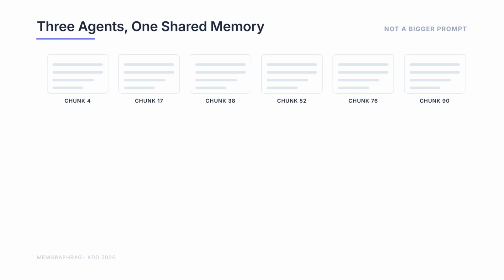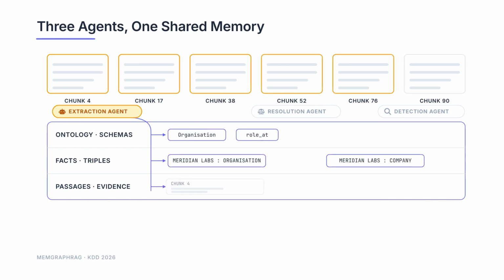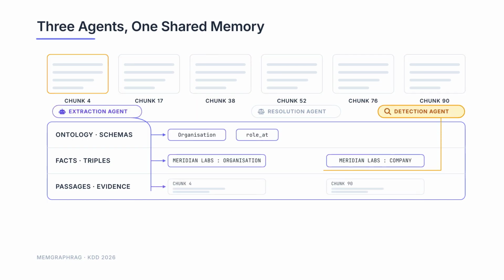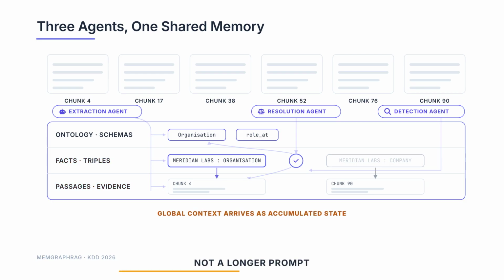The fix is not a bigger prompt. It is 3 agents sharing one memory. An extraction agent reads each chunk and writes into that memory. A detection agent scans for conflicts and only reports them. It corrects nothing. A resolution agent settles them using the ontology and the original passage as evidence. And the shared memory has 3 layers: schemas, facts, and the source passages every fact is grounded in. Global context arrives as accumulated state, not as a longer prompt.